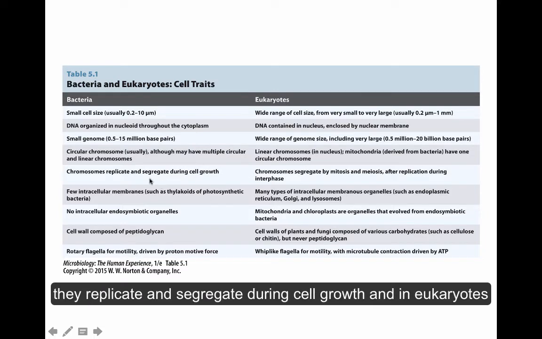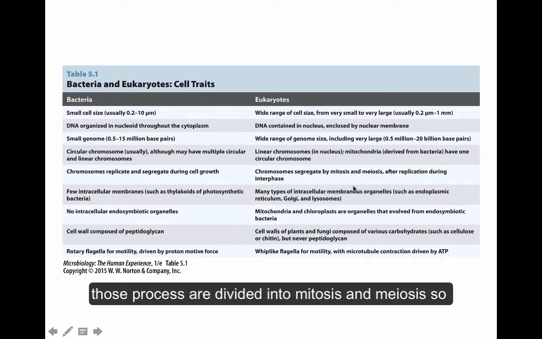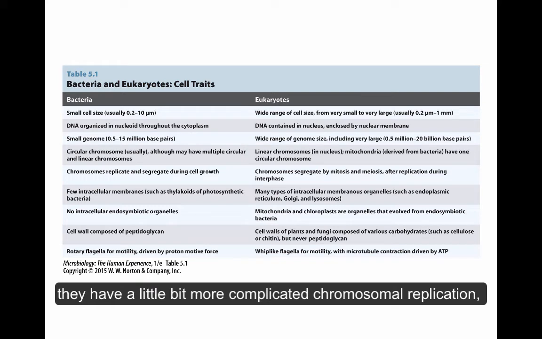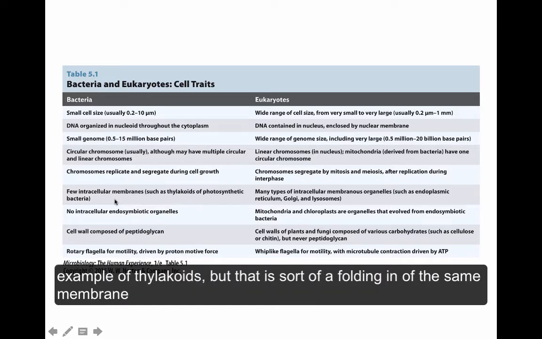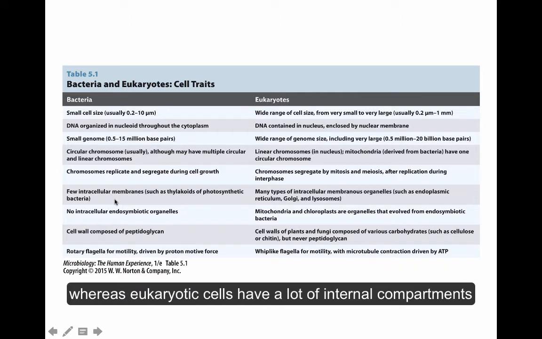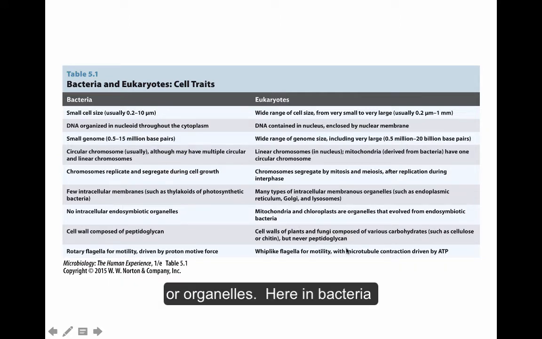They replicate and segregate during cell growth, and in eukaryotes, those processes are divided into mitosis and meiosis, so they have a little bit more complicated chromosomal replication. There are no intracellular membranes in bacterial cells. There's one example of thylakoids, but that's sort of a folding in of the same membrane, whereas eukaryotic cells have a lot of internal compartments or organelles.